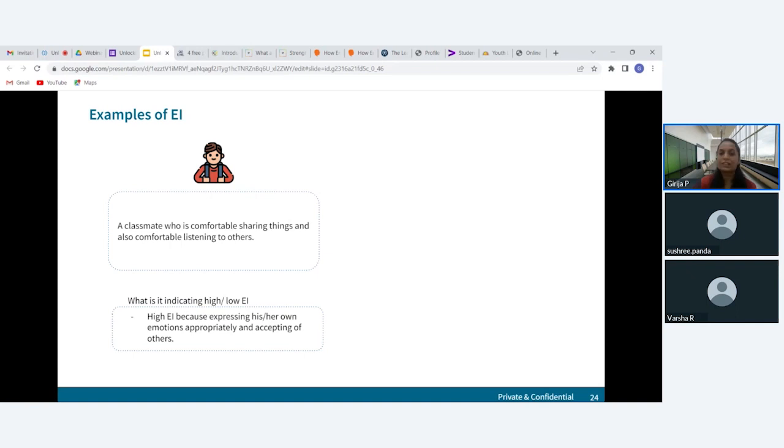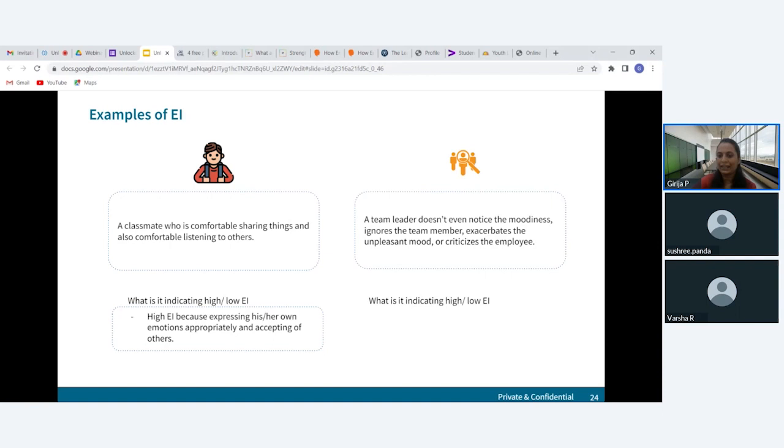Now here is another scenario. A team leader is not noticing how the team is going through and what kind of day they have, and is constantly criticizing the employees. What kind of EQ does that person have? The person has a low EQ because they're not paying attention to what others are feeling. The team leader is only paying attention to what he or she is feeling and criticizing others, without understanding why that person is behaving in a certain way. So through this, you can use your emotional intelligence to understand others and build relationships.